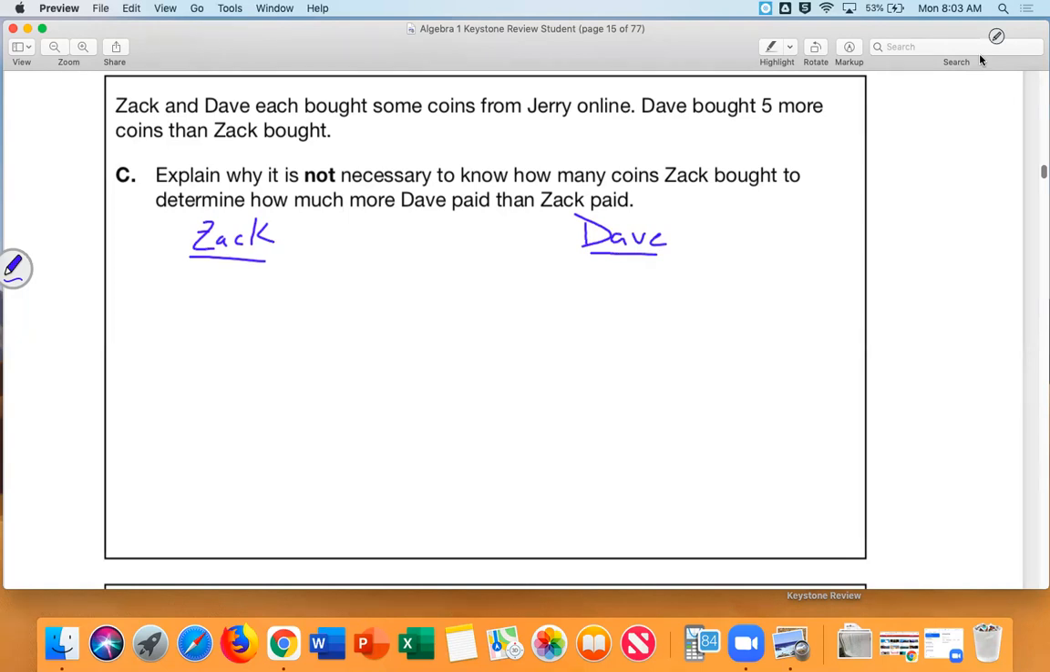It says Zach and Dave each bought some coins. Dave bought 5 more coins than Zach. So Dave would be Y equals 32.95, and if he bought 5 more coins, that's going to represent X plus 5, and then plus 12.95. Emma, do you see where I got that from? Yeah, I didn't realize we had to carry over from the first problem. Gotcha. Yeah. So it's one big continuous problem here. So we can always reference back to the beginning.